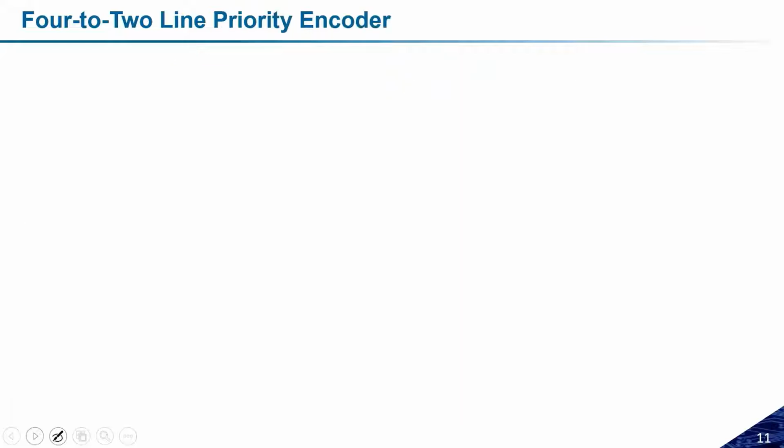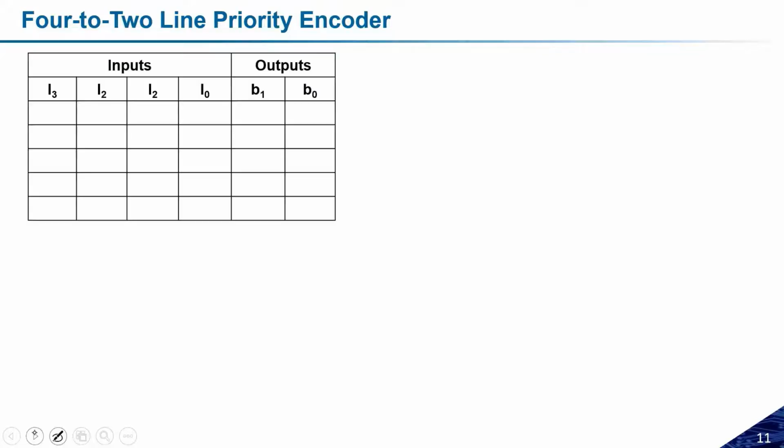Okay, so the next one is the 4 to 2 line priority encoder. As of now, in the previous one only one input was high, but this is not true in every case. In that case, what I have to see is, if more inputs are high, how I will decide what the output should be. So this kind of encoder we call the priority encoder. Let us try to see how the priority encoder works.